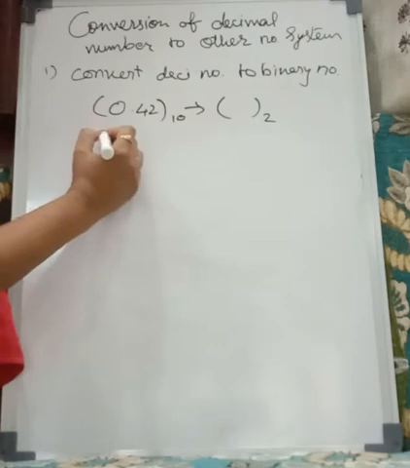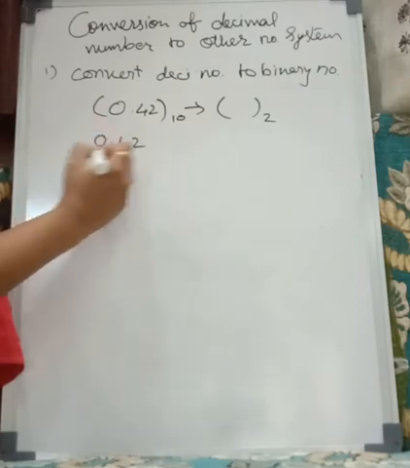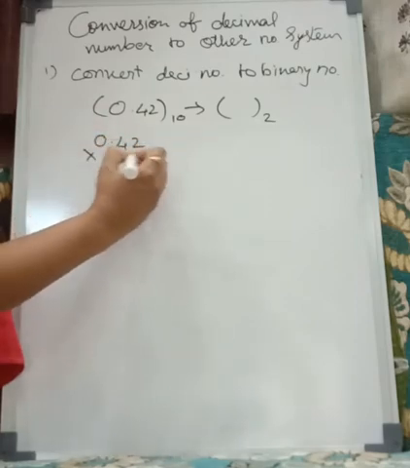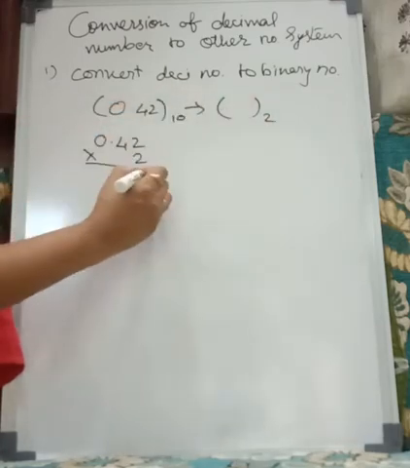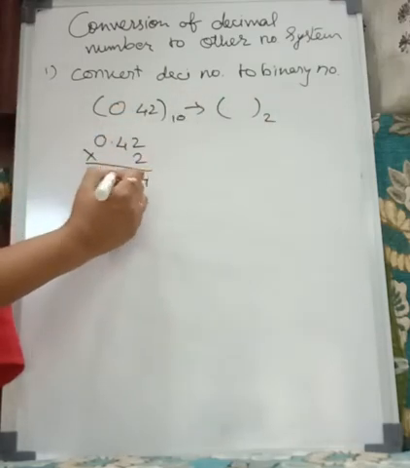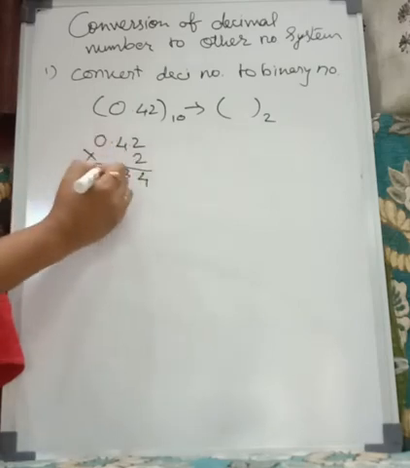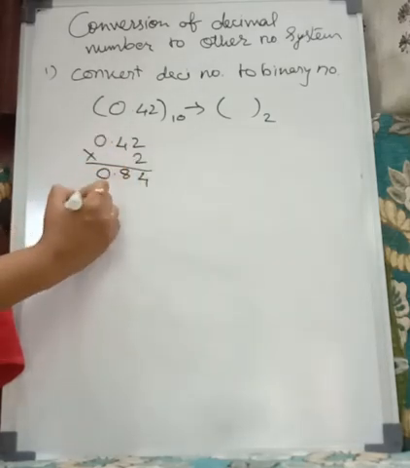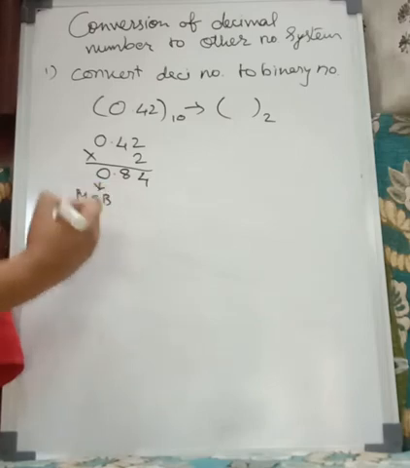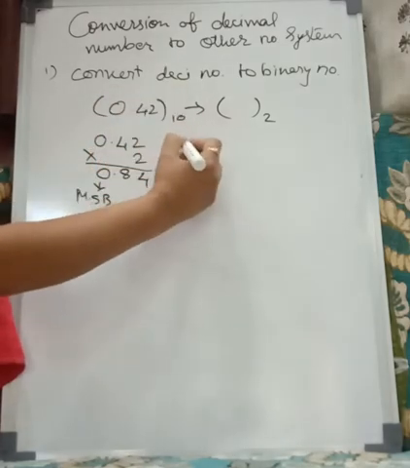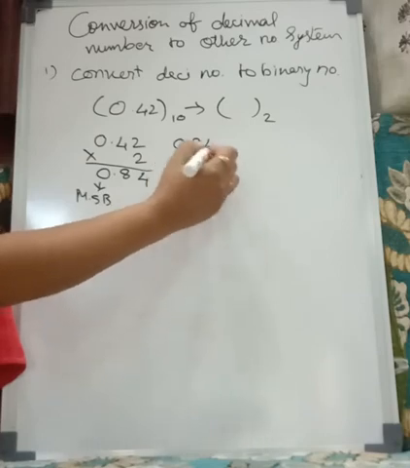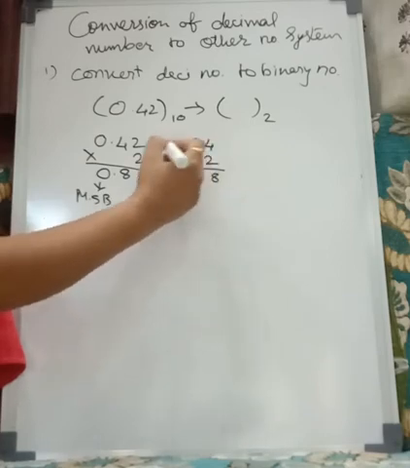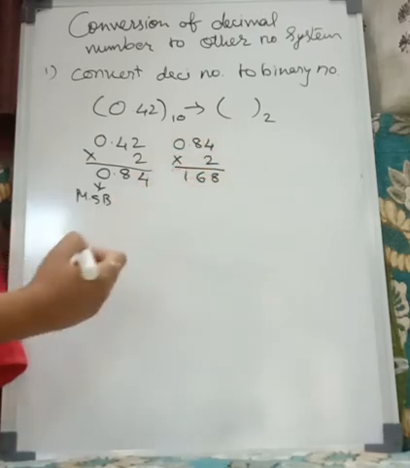So how am I going to do it? 0.42. What I am going to do is multiply this by the base of the number, that is 2. 2 2s are 4, 2 4s are 8, 2 zeros are 0. This is the most significant bit. Okay, now the further step, 0.84 into 2. 2 4s are 8, 2 8s are 16. So this will be 1.68.